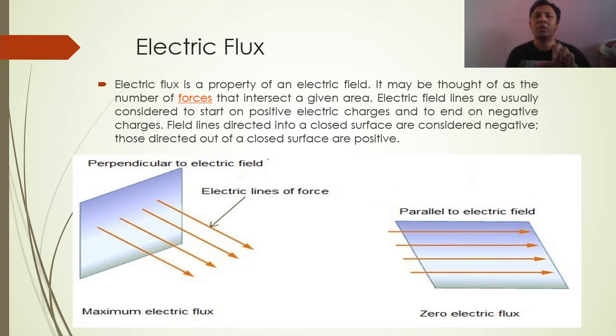Electric flux is a property of the electric field. There are so many electric lines of force, and those lines of force we call the electric field. And you see the figure, there are two figures. One figure indicates the maximum electric flux, and the other is zero electric flux. See, flux lines are there, but if some material is put perpendicular to those electric lines, then that material cuts the maximum flux. And if the material is placed parallel to the flux, then it will cut zero flux.